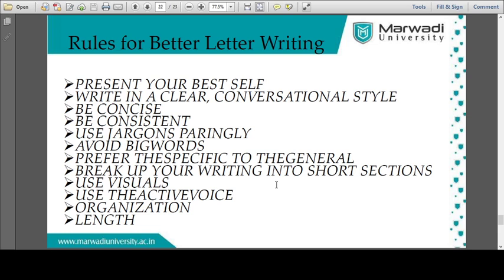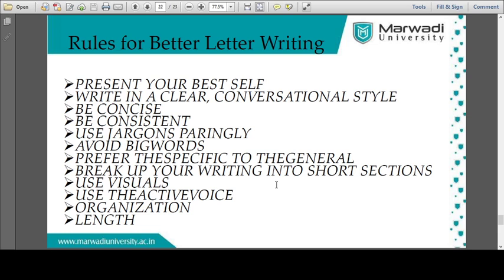Break up your writing into short sections. Use visuals. Use the active voice, organization, and length. So these are some rules to make our letter better. First, it should be concise enough. It should be consistent. We have seen that we have to avoid big words.